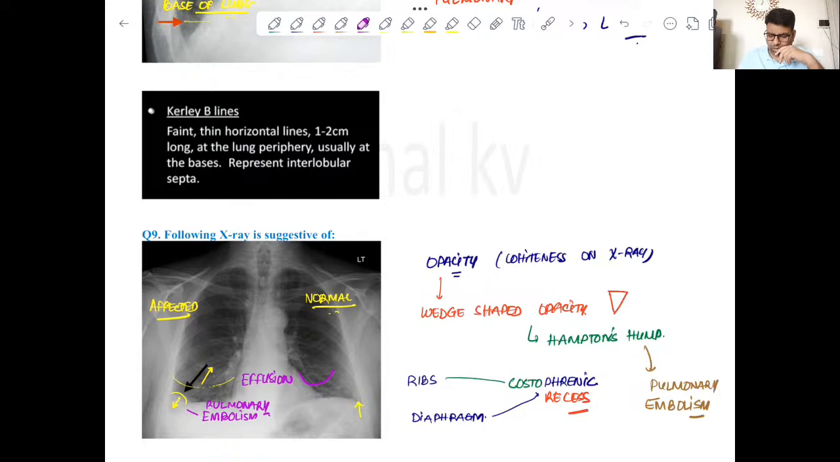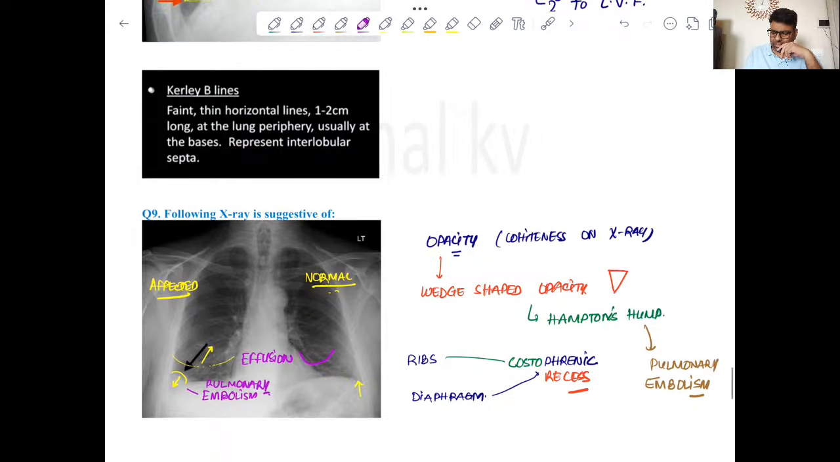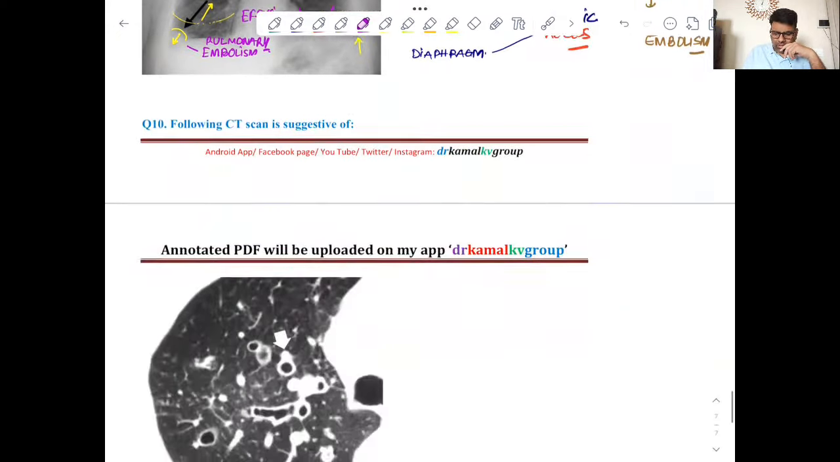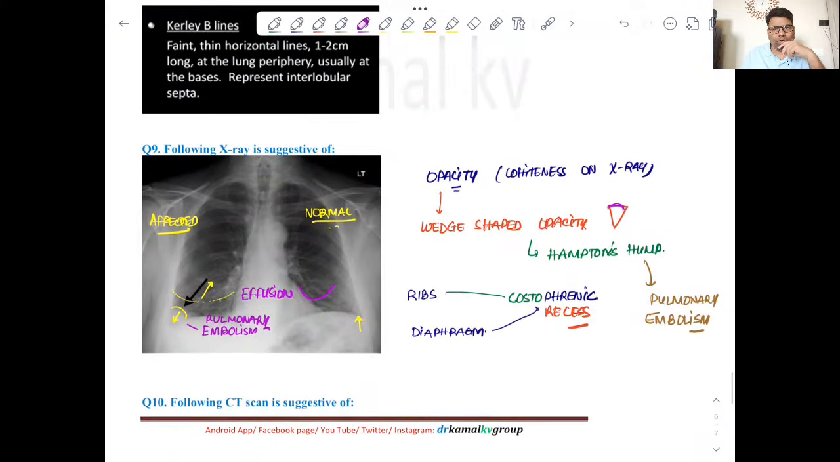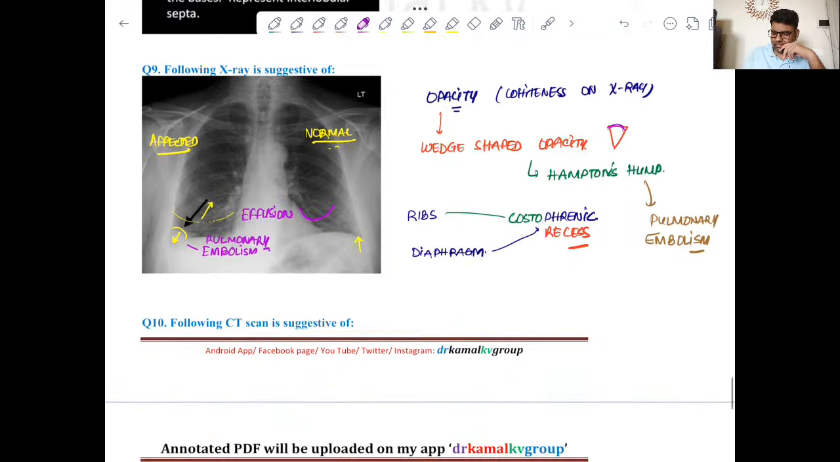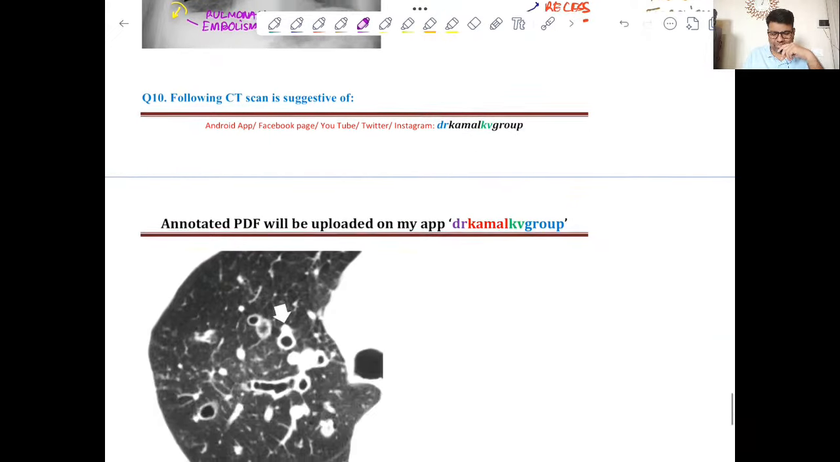Both will present with radio opacity, so at times students might be confused. Very good. So this is Hampton's hump with the convexity upward or concavity downward, and that is pulmonary embolism, right? Maybe in some more sessions I'll keep pleural effusion definitely, and then I think your doubt will be removed, at least till the exam.